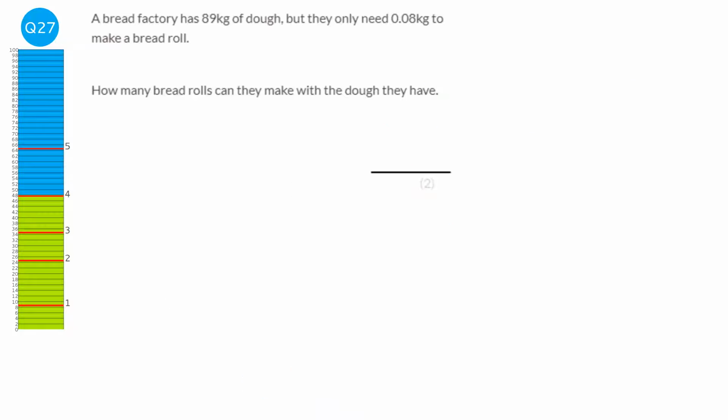So here we're asked to find how many bread rolls we can make. We've got 89 kilograms and it takes 0.08 kilograms to make a bread roll. Something we can do is convert these into grams, or we can just keep it at kilograms, but I've got a neat little trick. And the trick is, if you've got a decimal when you're dividing, as long as you do the same thing left and right, you can multiply them by 10 or 100. In this case, we're going to multiply both by 100. Because it will make the division a lot easier, because it will make this right hand side, instead of 0.08, it will just make it 8.